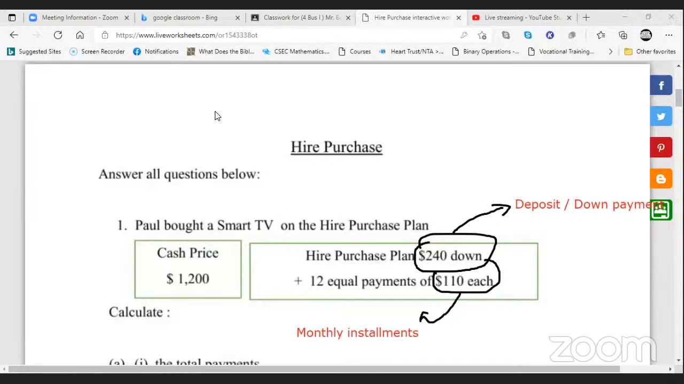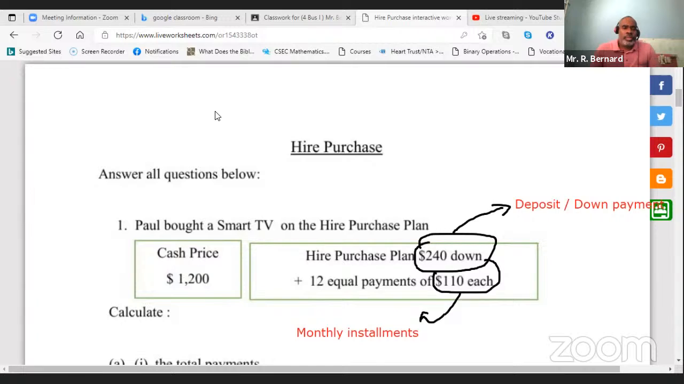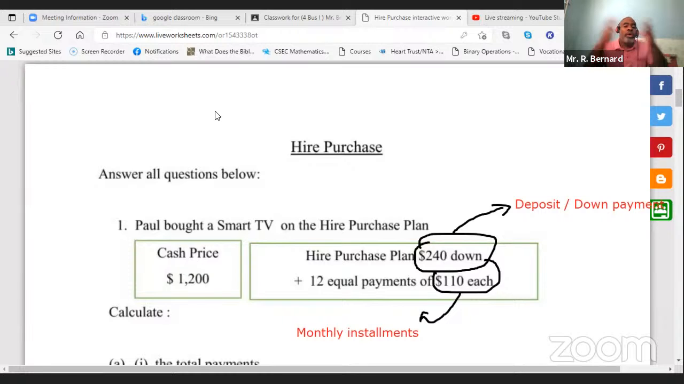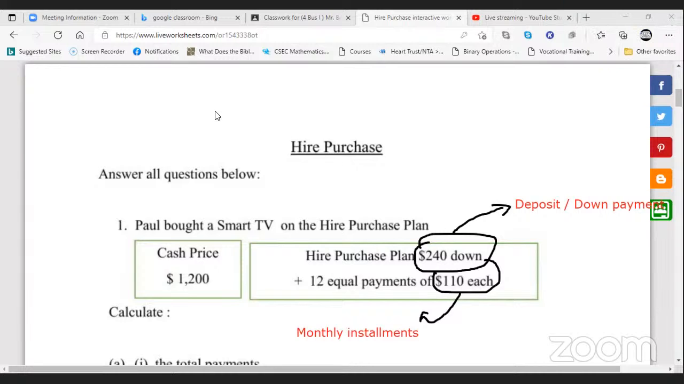Multiply. What would you be multiplying? 12 times 110. All right, so when you multiply 12 times 110, that would give you what? Don't give me the figure now. What would the figure be describing? Overall payment. Overall payment for the monthly installments. What about the overall payment for the hire purchase plan? What would you have to do after? Add the 240 to the answer.